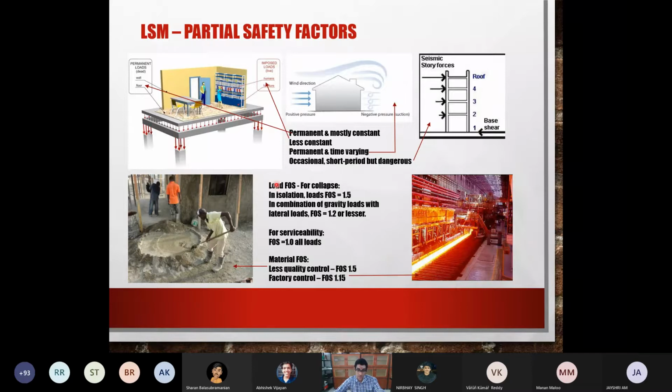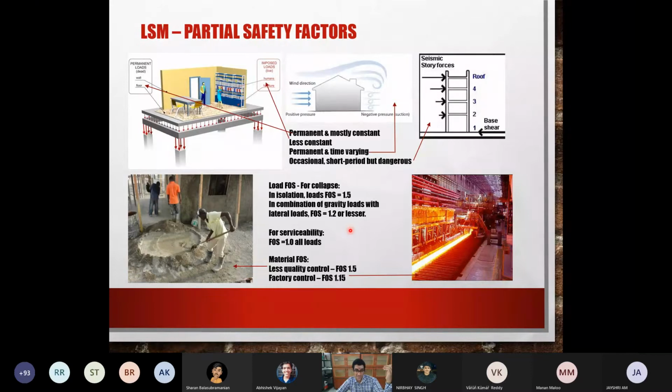So you see here that for load, separately you have a factor of safety. For material, you separately have a factor of safety. In working stress method, do you remember what you did? Was there a factor of safety for load, or was there a factor of safety for material resistance? For which was there a factor of safety in working stress method? For the material used. What was the factor of safety? For concrete, about 1 by 3.